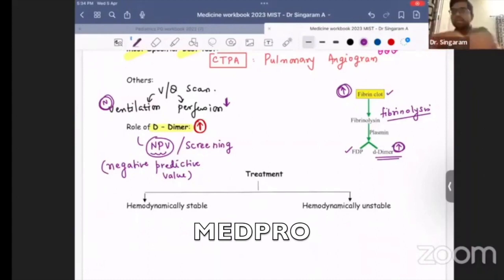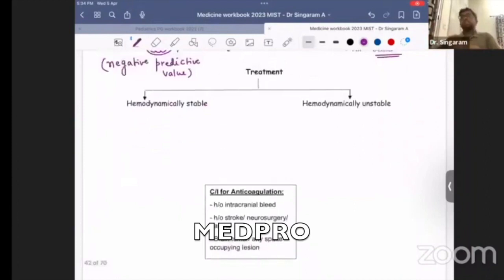Finally, coming to the last part. The last part will be about treatment of a patient with pulmonary embolism. For the treatment purpose, we divide them into hemodynamically stable and hemodynamically unstable patients. How do we say that? It is based on parameters like blood pressure, pulse rate, all those things. If it is a hemodynamically stable patient, blood pressure will be normal, pulse rate will be normal, every vital will be normal. Hemodynamically unstable patient means something like this: blood pressure will be dropping, pulse rate will be increased, and he may have features of shock also.